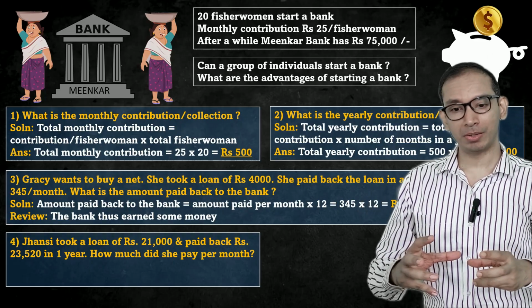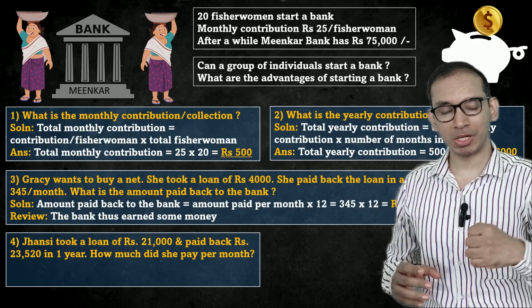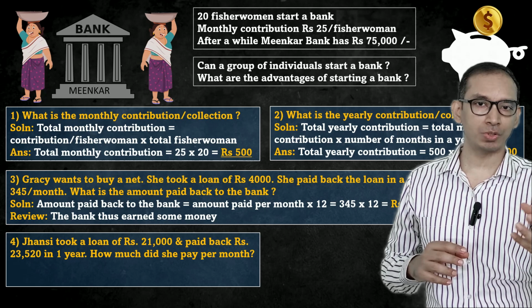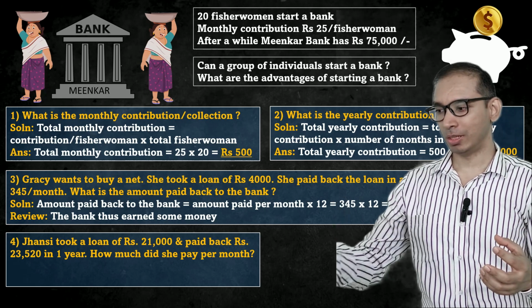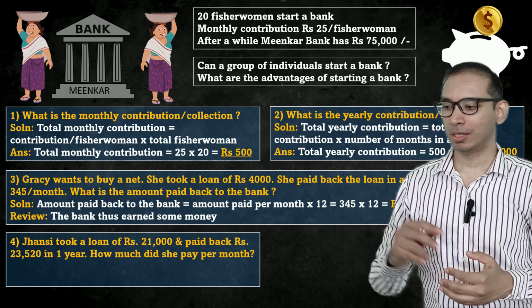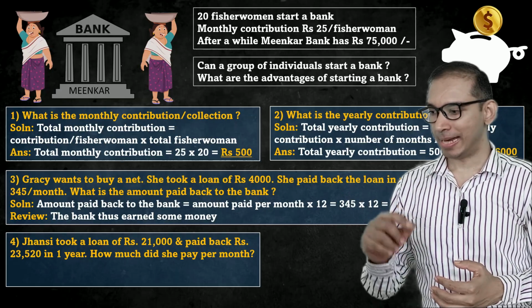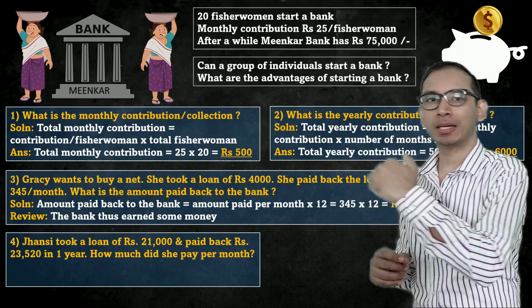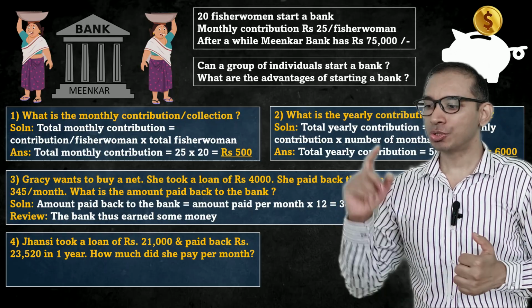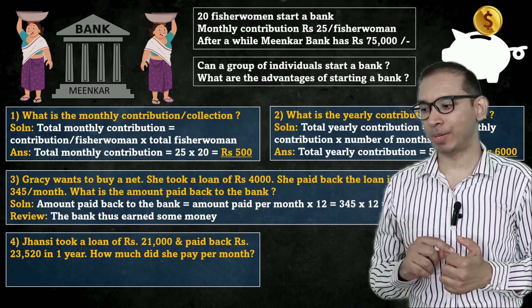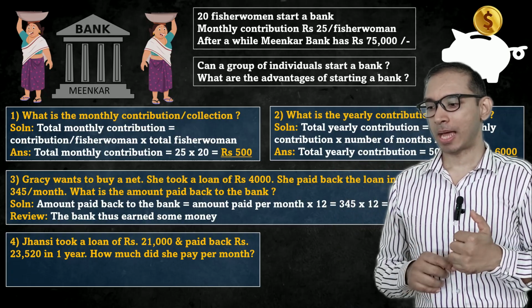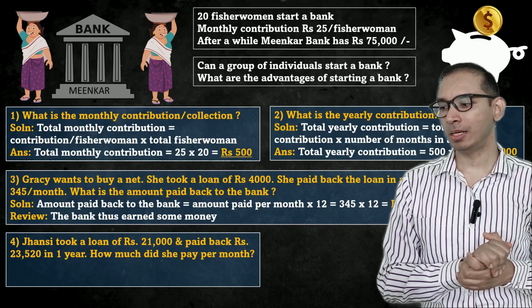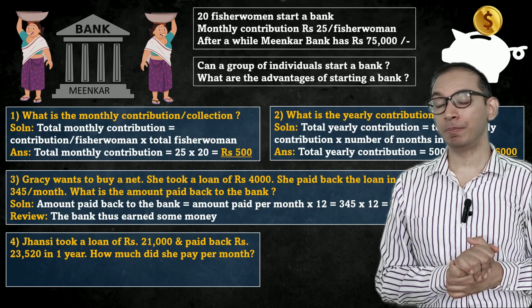Individual people are mustering the courage to take small amounts from the bank and set up their own small little business. So in this case, Gracie was the first to start. She took 4,000 rupees. Next is Jhansi. She looked at Gracie. She saw that Gracie was able to pay back the money to the bank. That gave her the courage to take a loan of 21,000 rupees, and she paid the bank back rupees 23,520 in 1 year. How much did she pay per month?